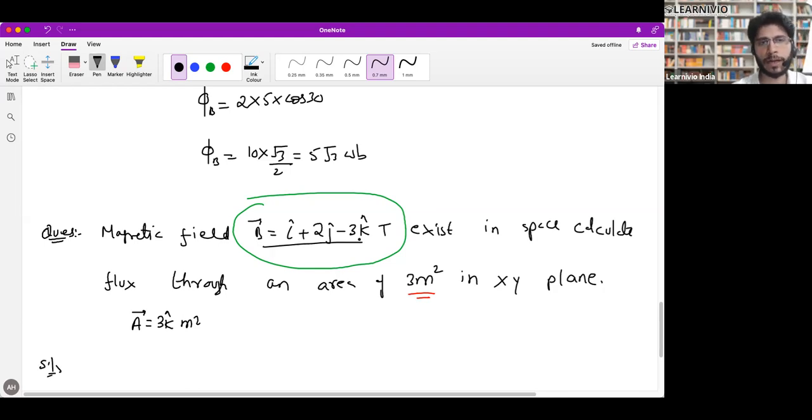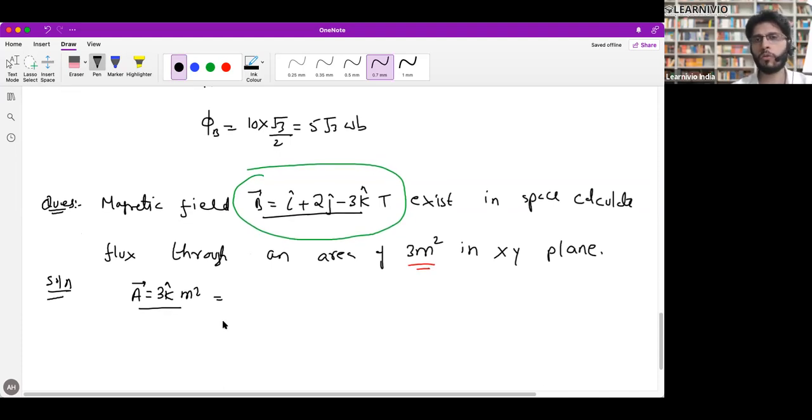So we have both the magnetic field as well as the area vector. This is not given, it's a part of the solution. It's given that the area is in the XY plane. That means its direction is along the Z axis. Along the Z axis, we can use the unit vector k cap. If you want to write this in terms of i cap and j cap, you can write this as 0 i cap, no component along the x axis, plus 0 j cap, plus 3k cap meter square.